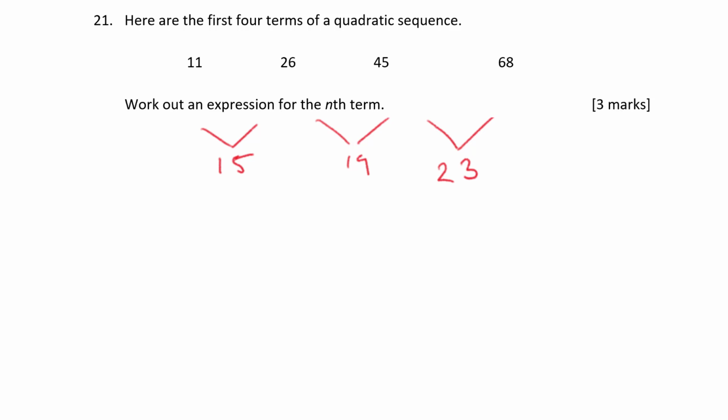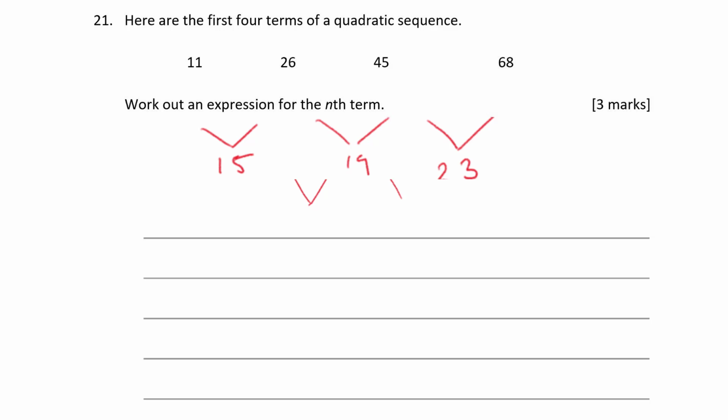23. Okay, so you can see that it's not a linear sequence, because if it was, it'd have a common difference, and it hasn't. The difference is increasing, 15, 19, 23. But what it does have is a common difference of a difference. So the difference between 15 and 19 is 4. The difference between 19 and 23 is 4. So that 4 gives us a big clue to the structure of the nth term of this equation.